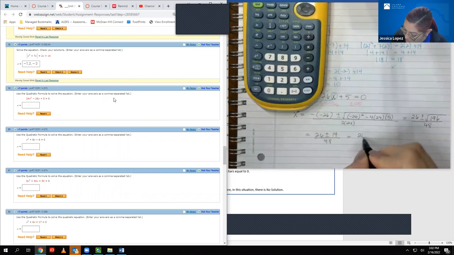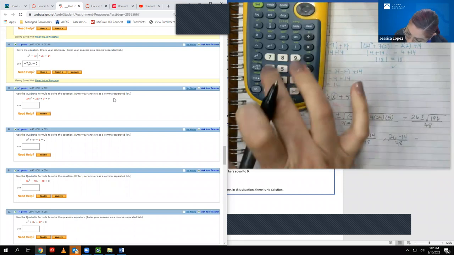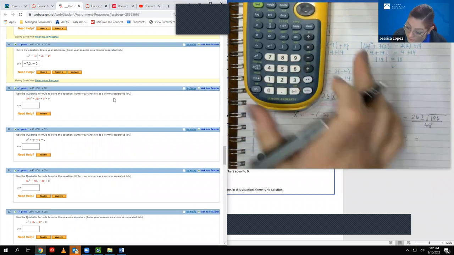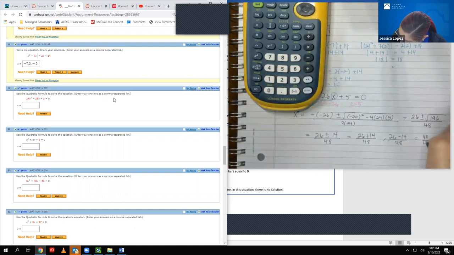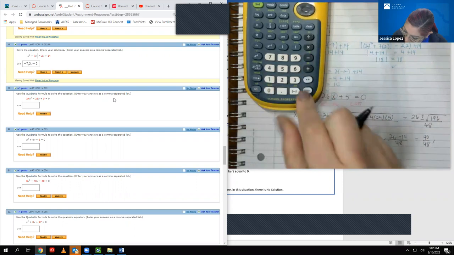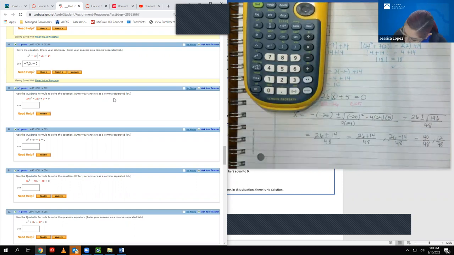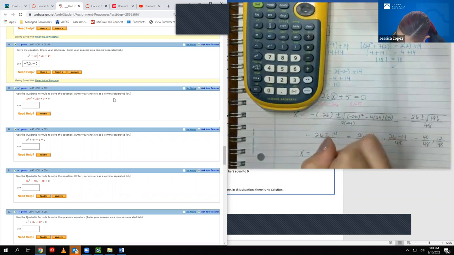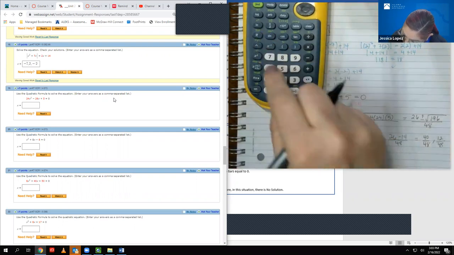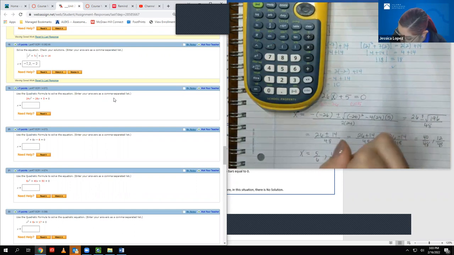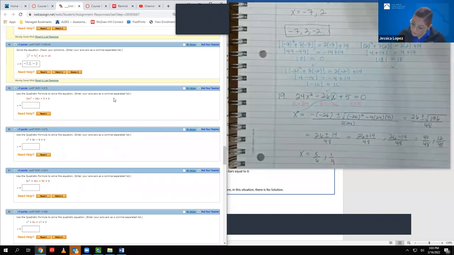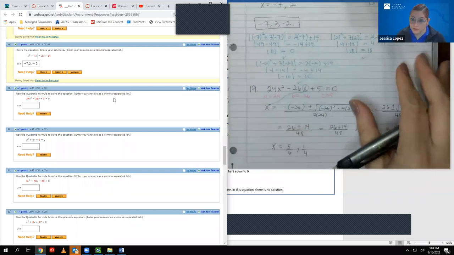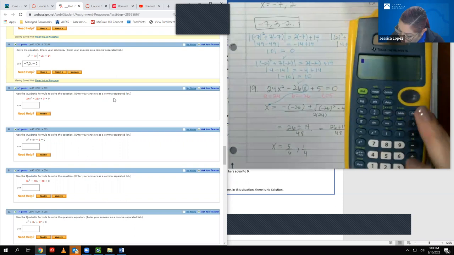So that means I have 26 plus 14 over 48, and I have 26 minus 14 over 48. Oops, 26 plus 14 is 40. And then 26 minus 14 is 12. So then x equals 5 over 6 and 12 over 48, 1/4. And so those are the two solutions I found. You can check them if you want, but I normally don't check them when it comes to polynomials.